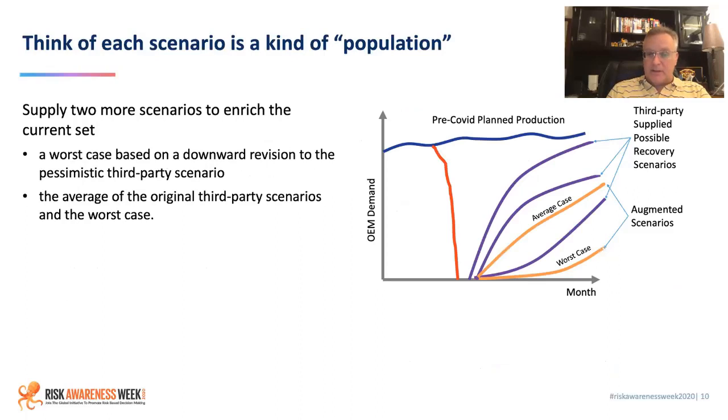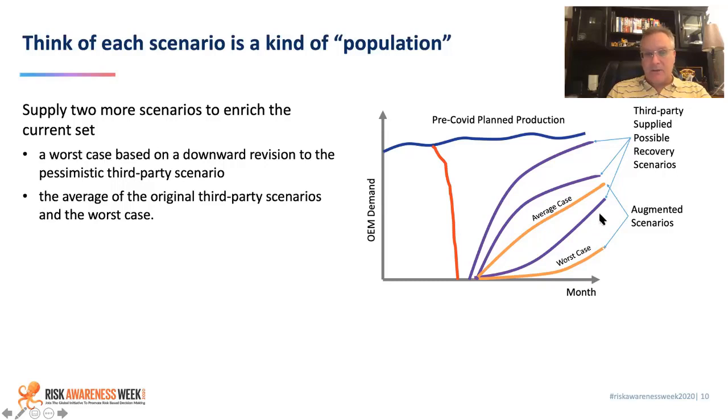So the way we do this is, first of all, I am going to increase the number of scenarios that we have. The first thing that I'm going to do is take our, let's call it our original pessimistic case, and I'm going to create a really worst case scenario. That worst case scenario is just a downward revision on the pessimistic third-party scenario, one of the third-party scenarios. And I'm going to create that such that it's more or less evenly divided and gives me a close run to the very bottom, absolute possible worst case of no production.